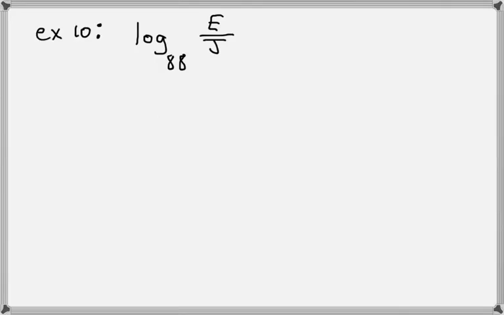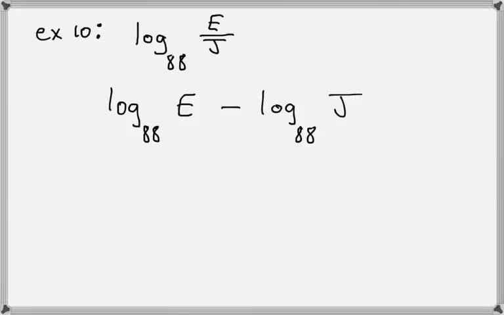Let's look at one last example. Here we have the log base 88 of e over j. We can expand that, so we'd have the log base 88 of the numerator, which was e, minus log base 88 of the denominator, which was j. And we have now successfully expanded that single log using the quotient property into the difference of two logs.